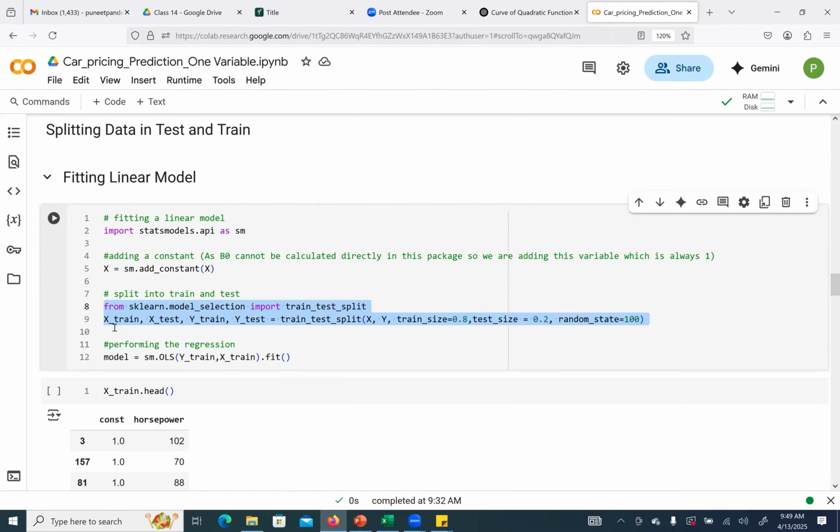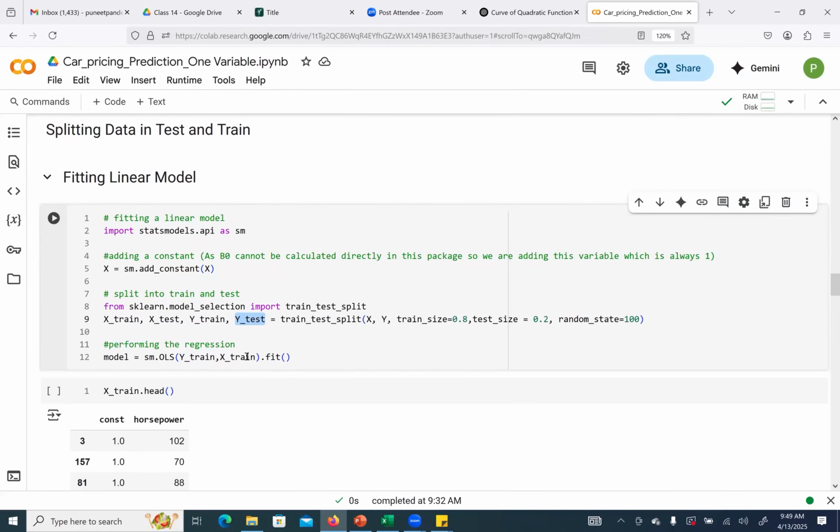And what we are getting is 4 outputs from this line of code. One, I'm getting X-train, that is questions for training. This is questions for testing. This is the answer key of the training data set. This is the answer key of the test data set.